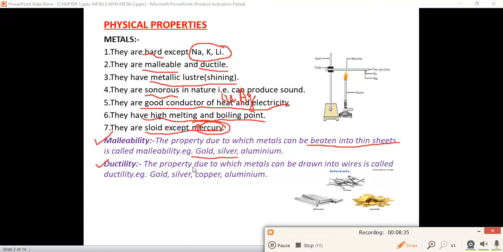Ductility is the property of an element due to which metal can be drawn into thin wires. Examples: gold, silver, copper, aluminum. In electrical wires also we have seen wires of copper, aluminum, etc. So they have the property to be drawn into thin wires.